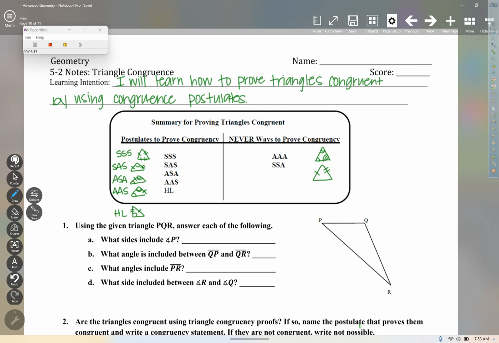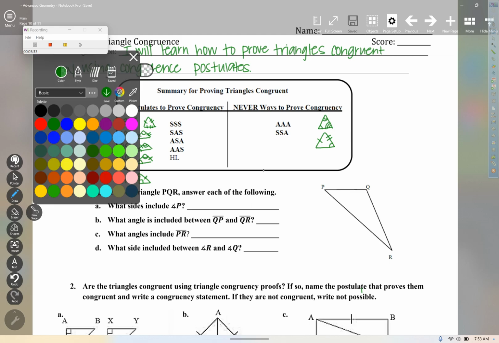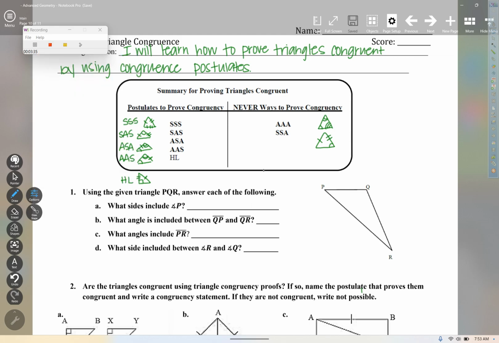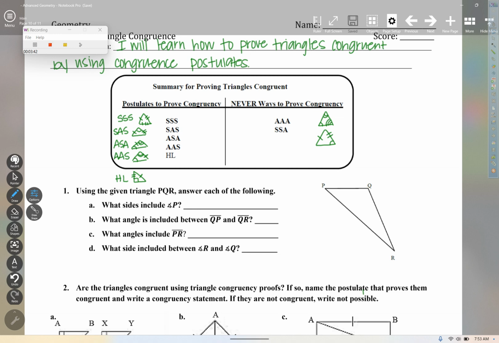Okay, let's go ahead and look at a specific example. Using the given triangle PQR, answer each of the following. What sides include angle P? Well, if I'm just looking at angle P, it's an arc mark because it's an angle. And we're looking at the sides of that angle P. So the sides that make up angle P are PQ and PR.